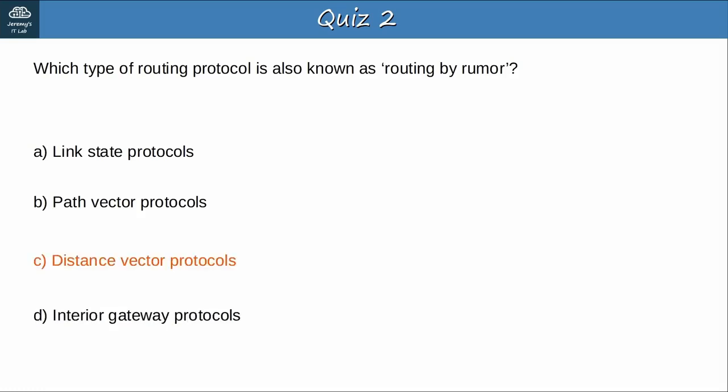The answer is C. Distance vector. Distance vector protocols such as RIP and EIGRP operate by telling neighboring routers which routes they know, and their metrics to reach those networks. This is known as routing by rumor.